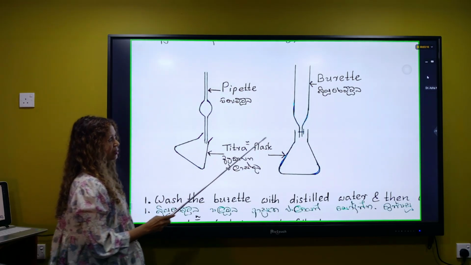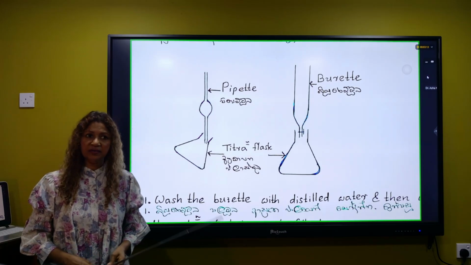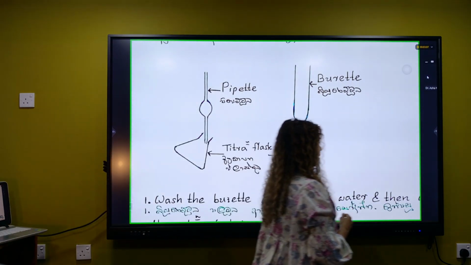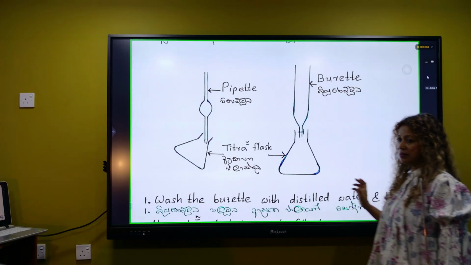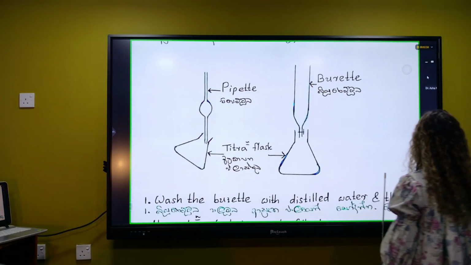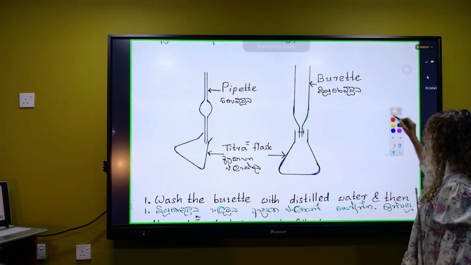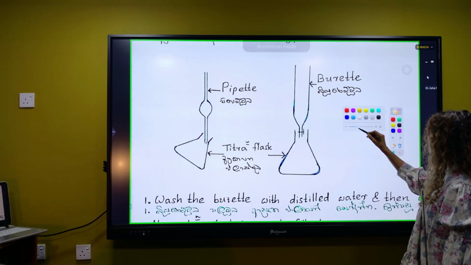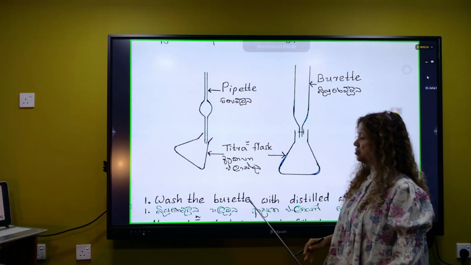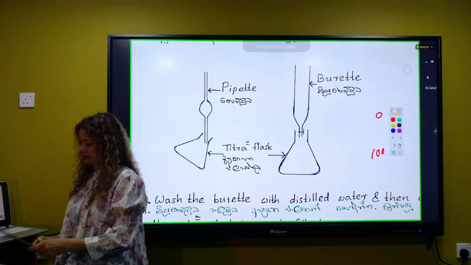The pipette is calibrated to one single volume. Let's say it is 25, exactly 25.00 cubic centimeter volume is calibrated. But the burette is usually calibrated with different volumes. Let's say it's a 100 cubic centimeter burette. In a 100 cubic centimeter burette, it is calibrated starting from 0 to 100.